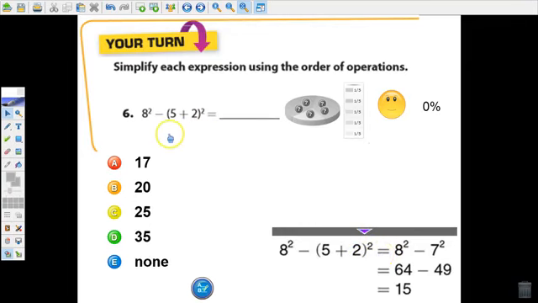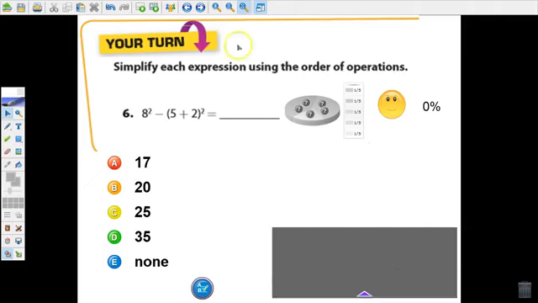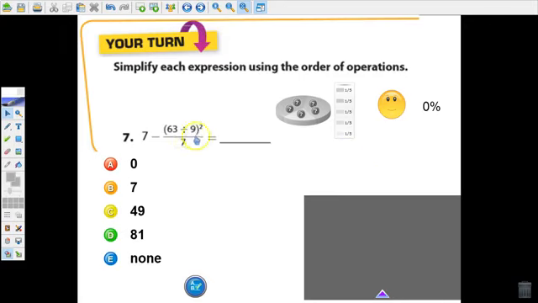So we do the parentheses. 5 plus 2, 7. Then we do both exponents. 8 squared is 64. 7 squared is 49. And then 64 minus 49 is 15. And then we've got 63 divided by 9. Oh, pause. Your turn.